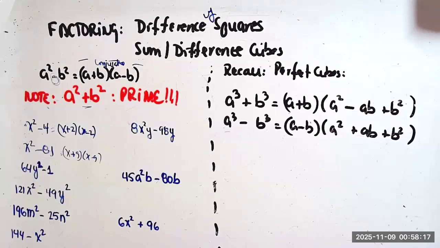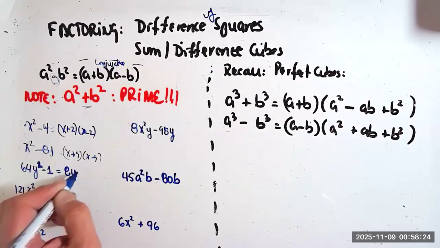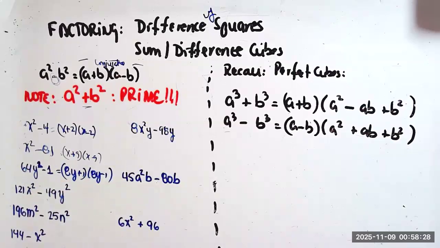I've been a little bit sloppy here. Hopefully you're following me. The square root of 64 is 8. The square root of 1 is 1, so this will be 8y plus 1 times 8y minus 1.